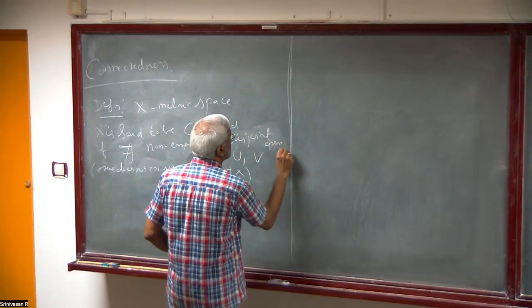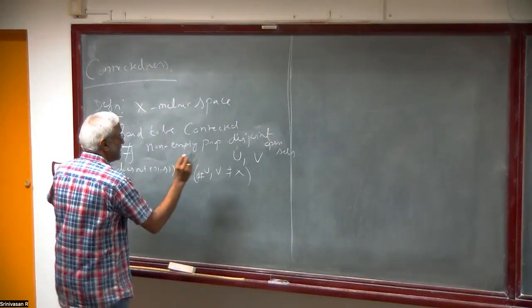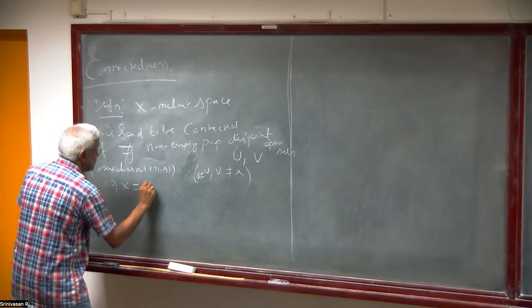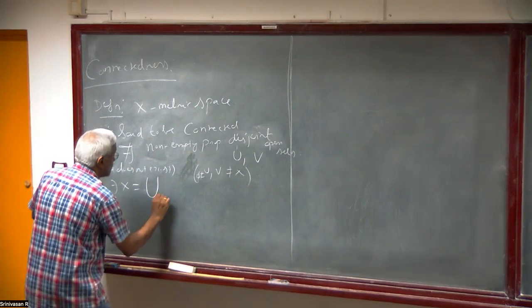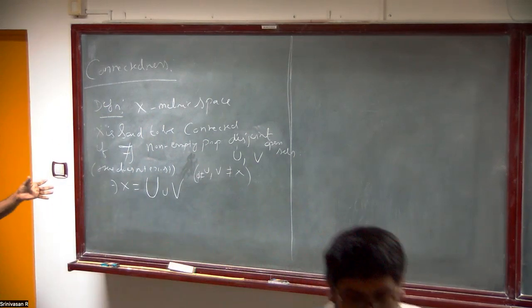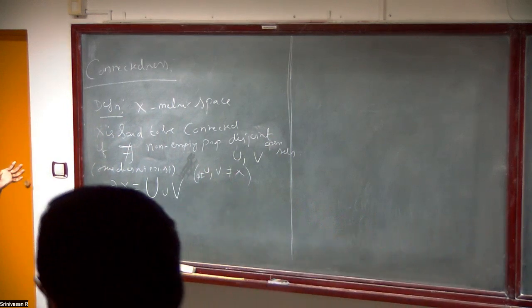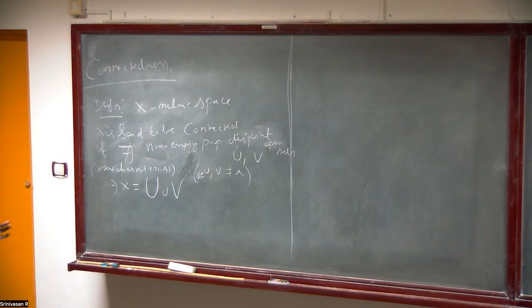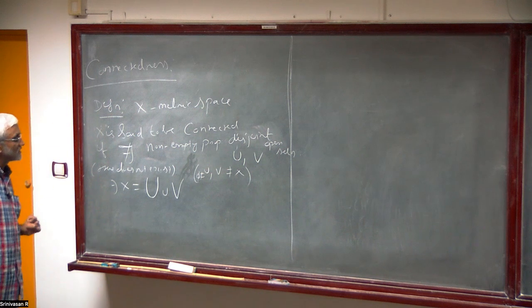Disjoint open sets U, V such that X equals U union V. That is, X can be written as a disjoint union of U and V, where both U and V are open, and they should be proper: one should not be empty, and the other should not be X. Okay, so this is the definition of connectedness.